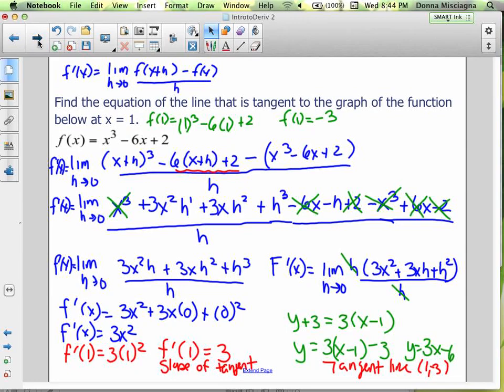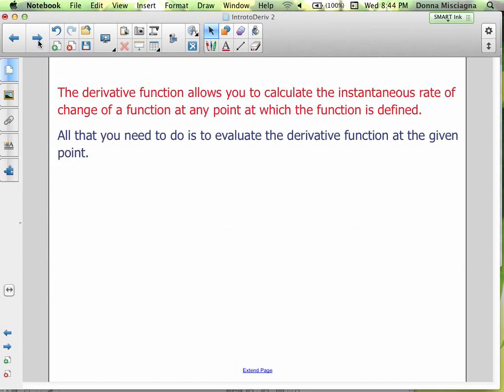No big deal. So the derivative function allows you to calculate the instantaneous rate of change of a function at any point at which the function is defined. All you need to do is to evaluate the derivative function at the given point. Now there are times where your derivative is not defined. We'll talk about that later though.